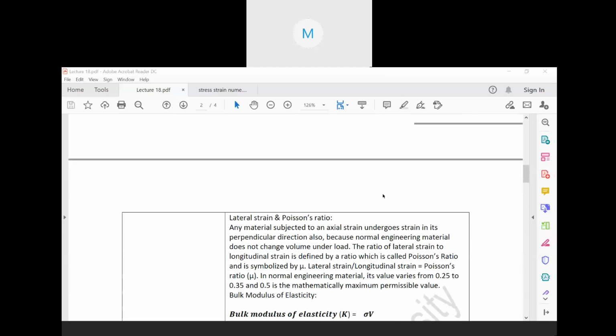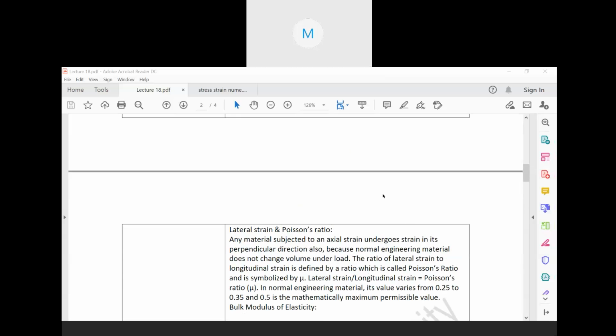So after that, we have lateral strain and Poisson's ratio. What do lateral strain and Poisson's ratio mean?